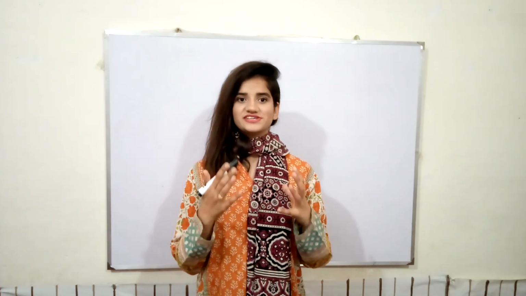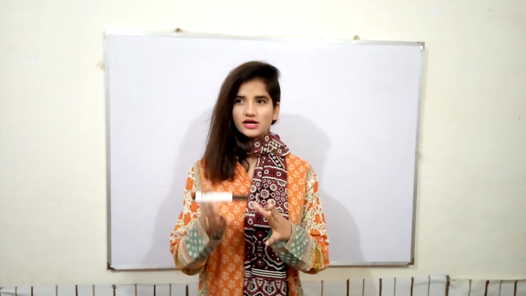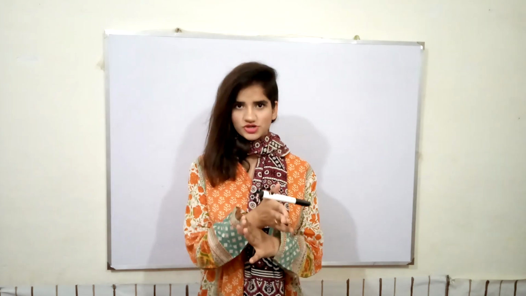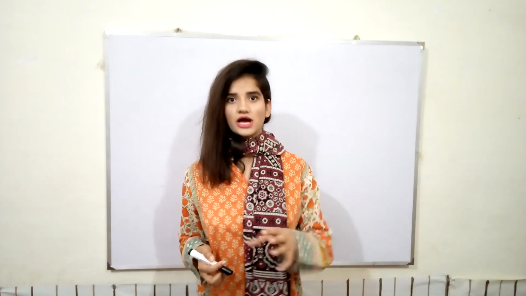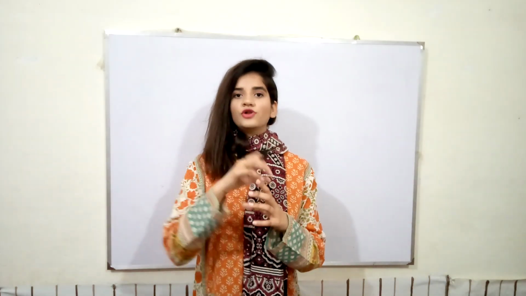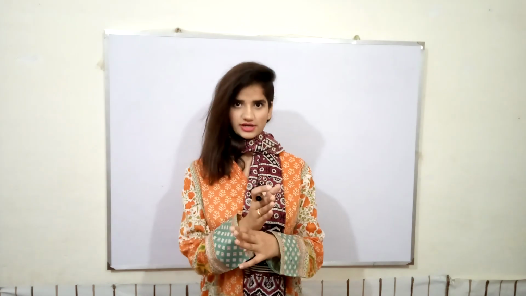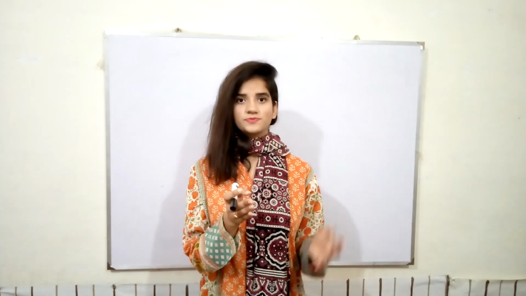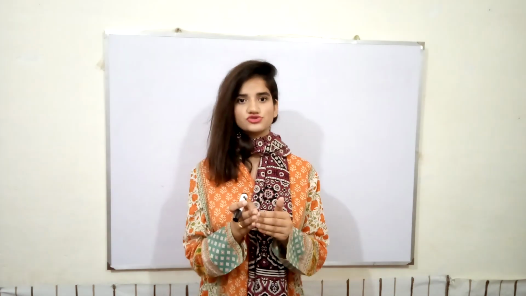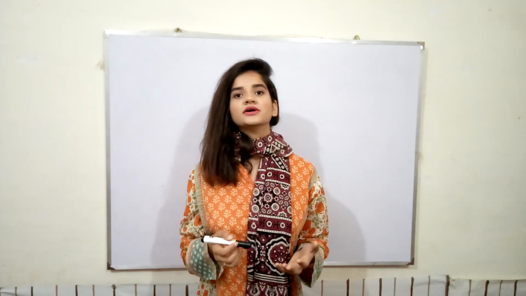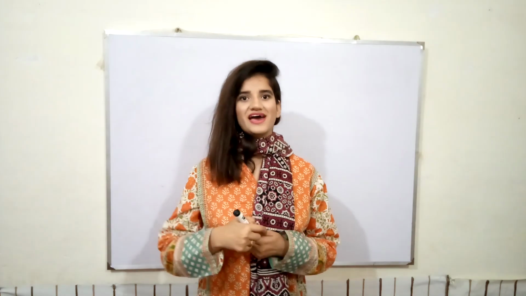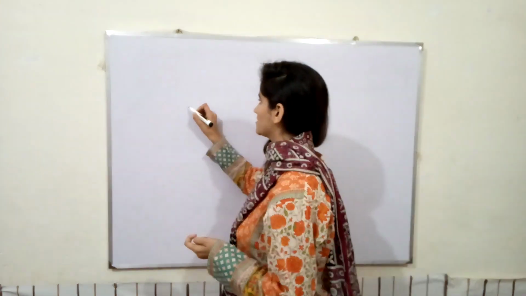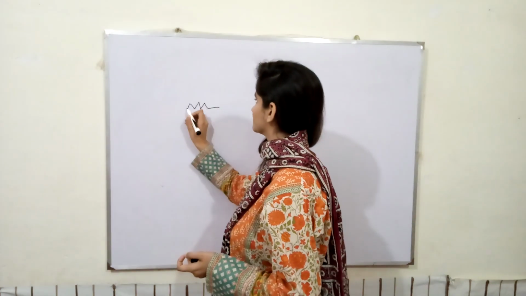So, what is resistance? Resistance means obstruction, and in terms of medical physics, the flow of electrons is known as current. When there is obstruction in the flow of electrons, it would be known as resistance. So its unit is ohm, and resistance can be drawn by the symbol like this.